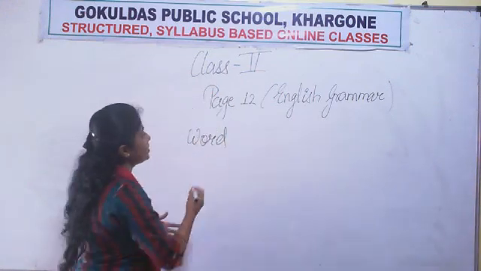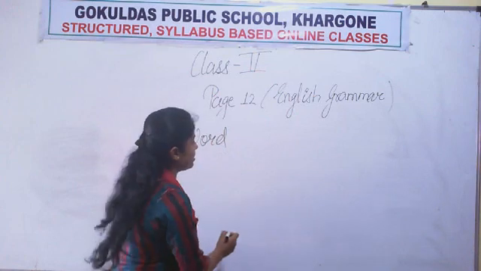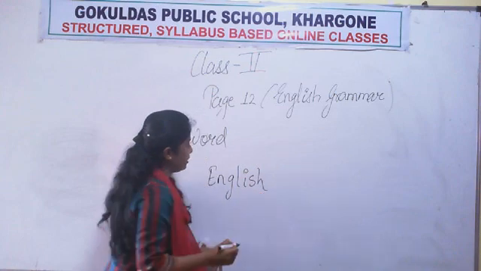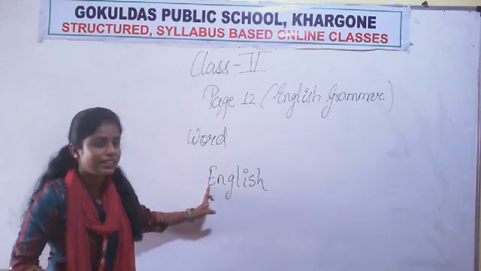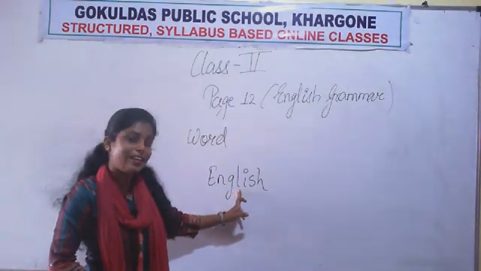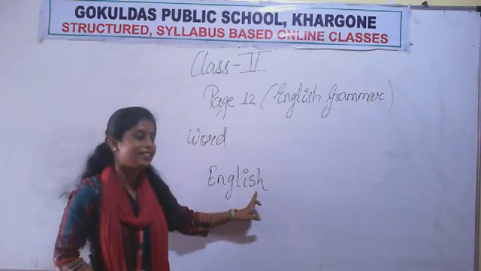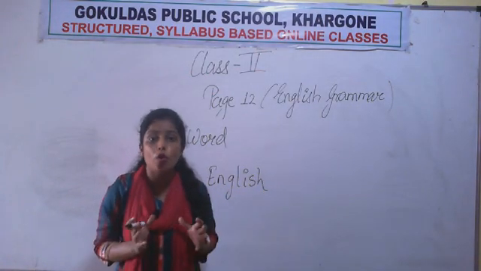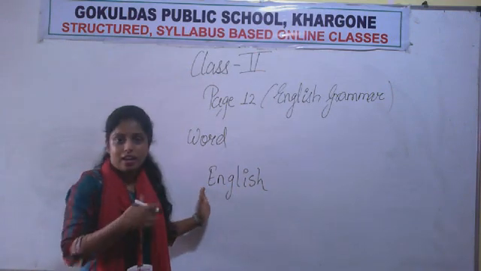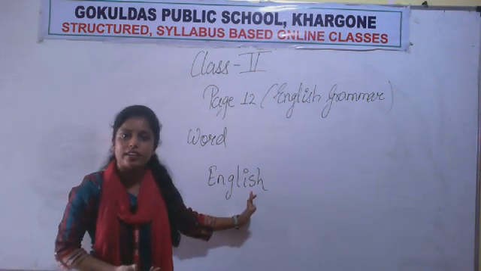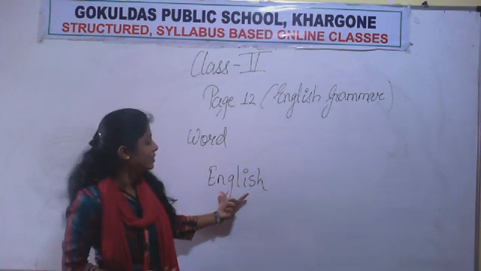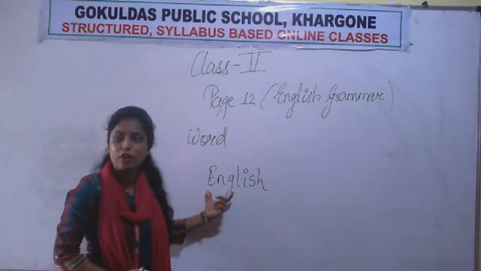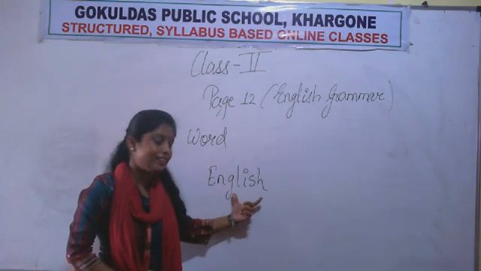What are letters? Just as in English, what are the letters? E, N, G, L, I, S, H. These are the letters. E is a letter, N is a letter, G is a letter, L is a letter, I is a letter, S is a letter, and H is a letter. When we placed all these letters in an order, we got a proper word, that is English. हमने जब इन लेटर्स को एक प्रॉपर ऑर्डर में अरेंज किया तो हमें क्या मिला? We got a word, English. हमें मिला ये वर्ड इंग्लिश.